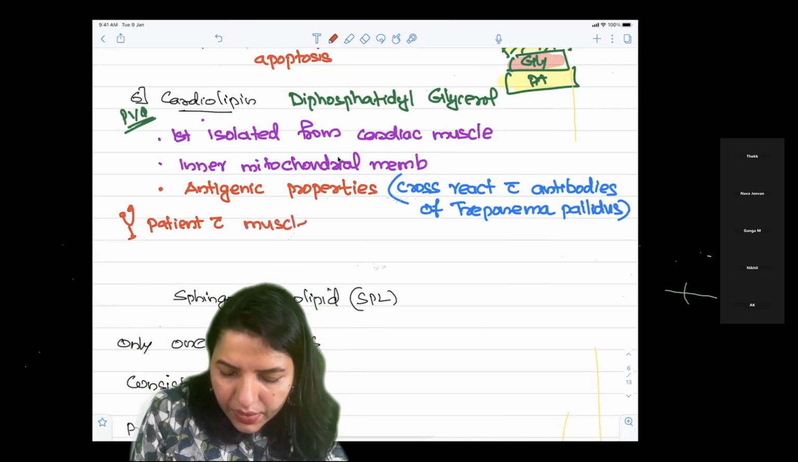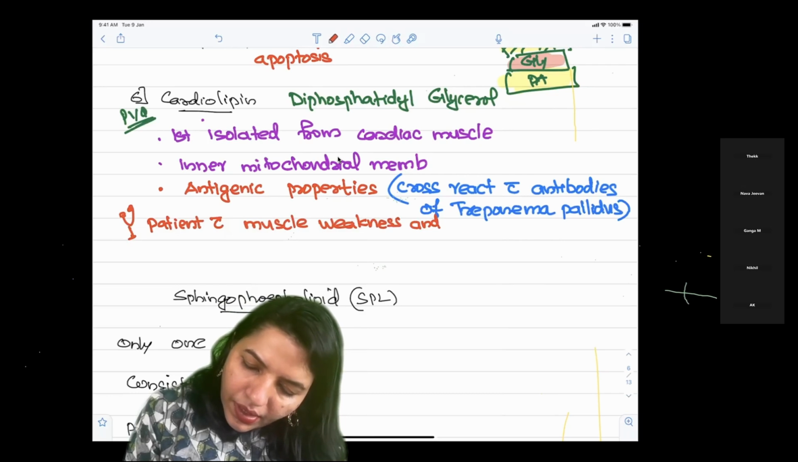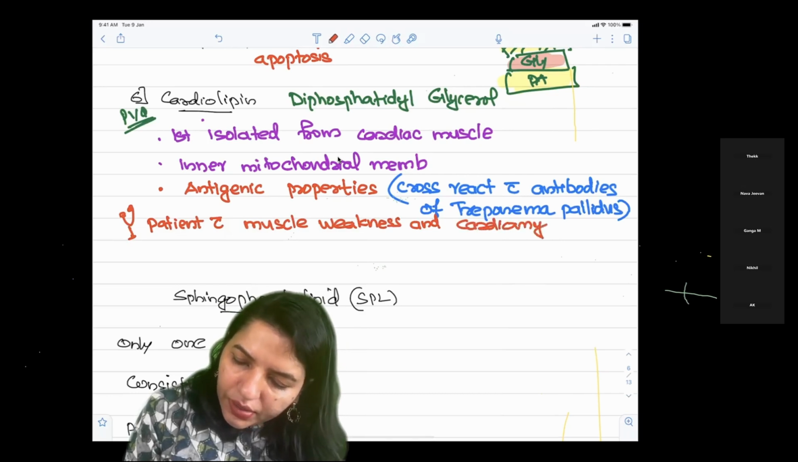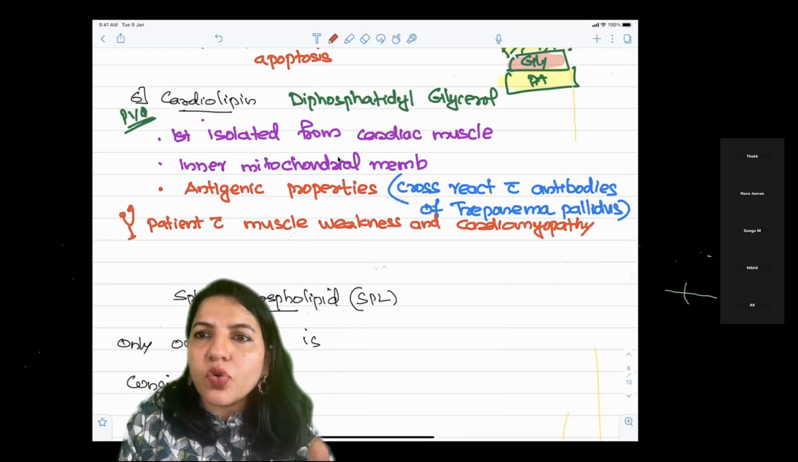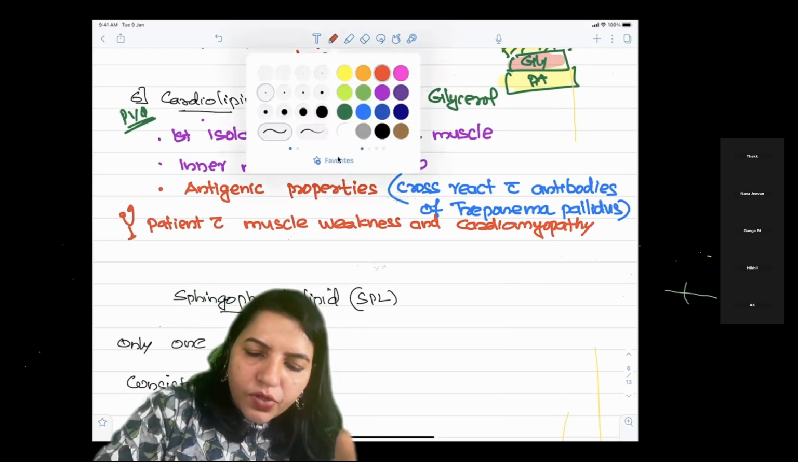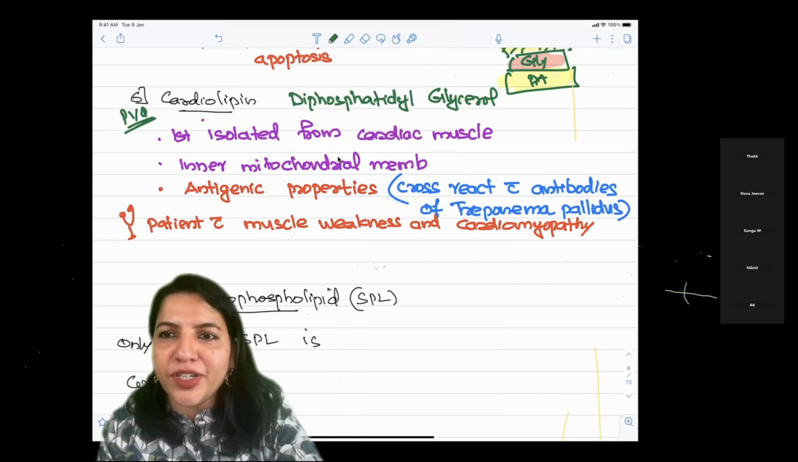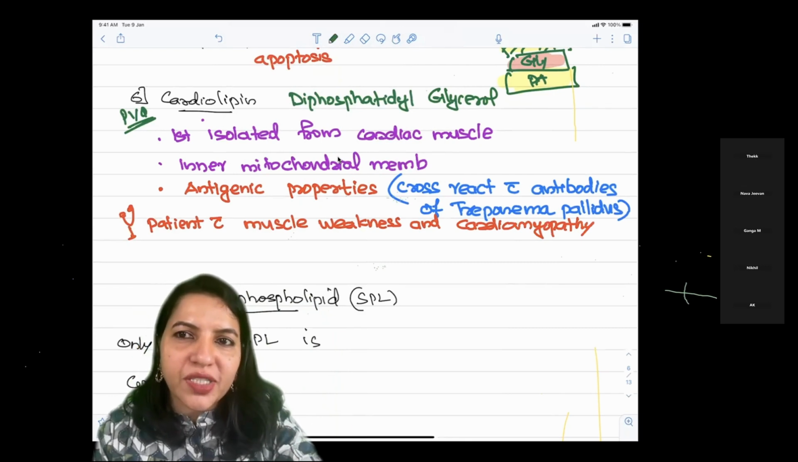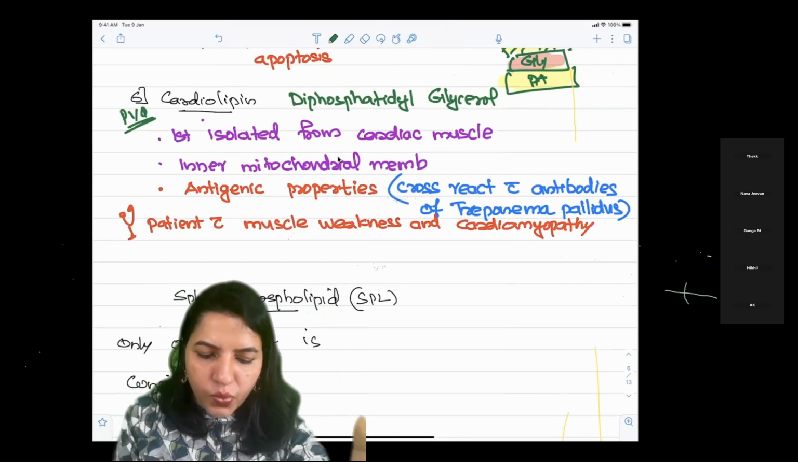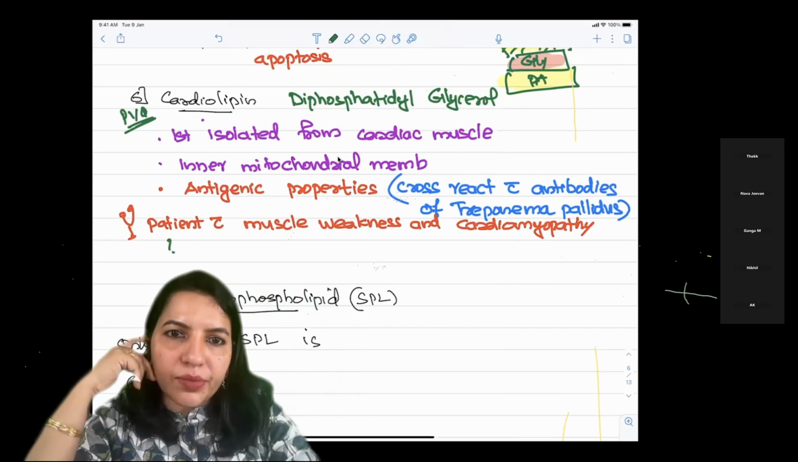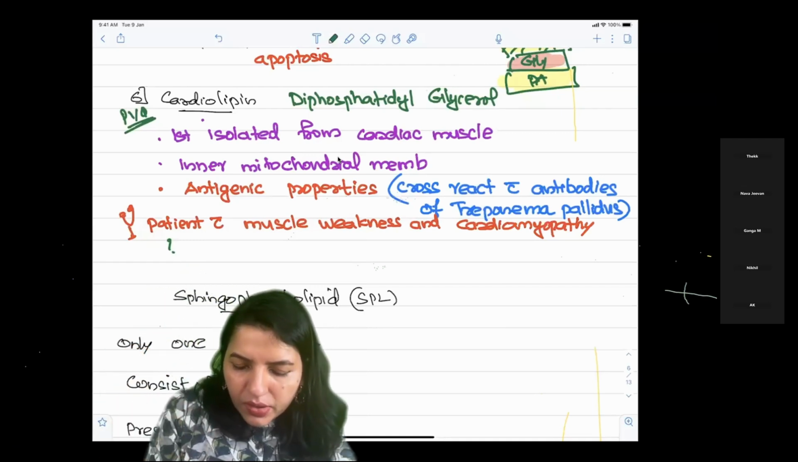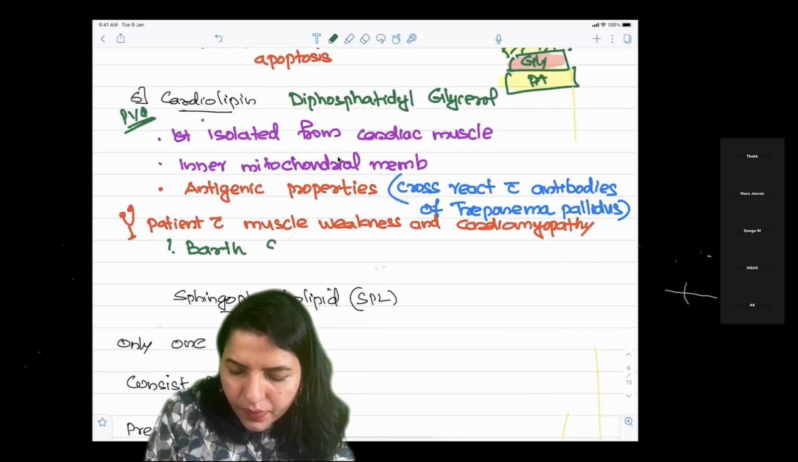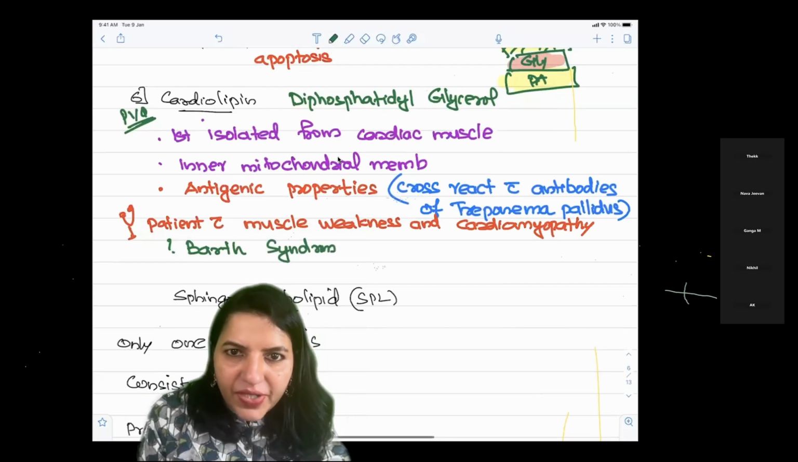muscle weakness and cardiomyopathy. And this disorder is associated with a phospholipid. Which is that phospholipid? As we have already discussed cardiolipin, you understood what the phospholipid is, right? So now my question is not which phospholipid. The question is what is this disorder called? Who will tell me? This was a question last time. Yes, that is called Barth syndrome. Very good.